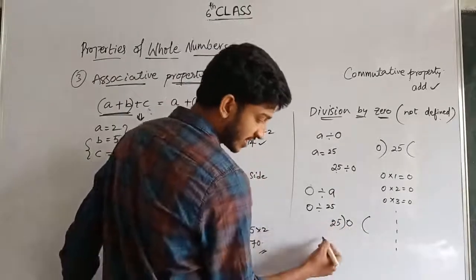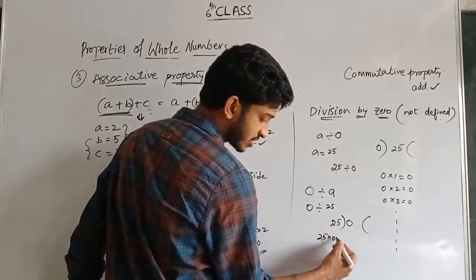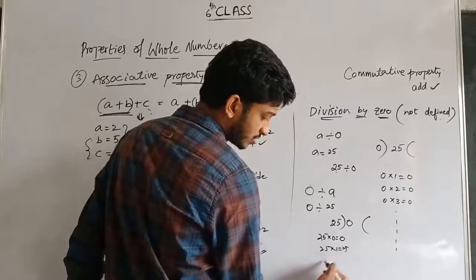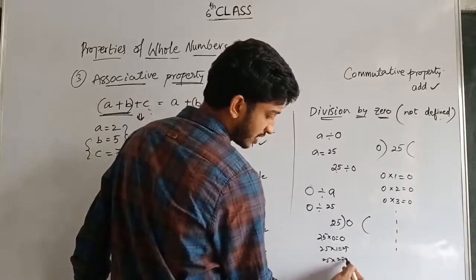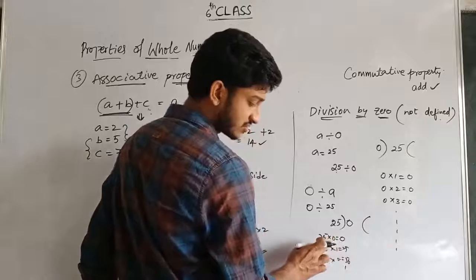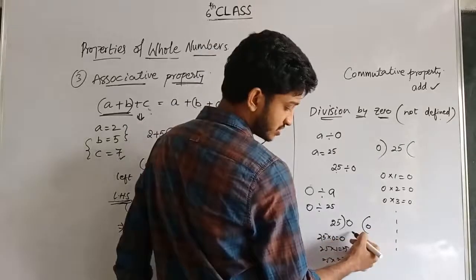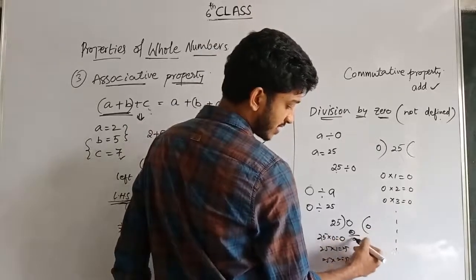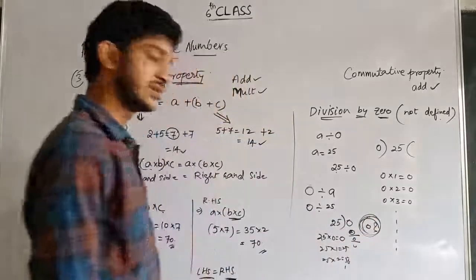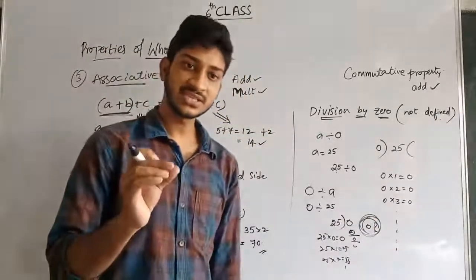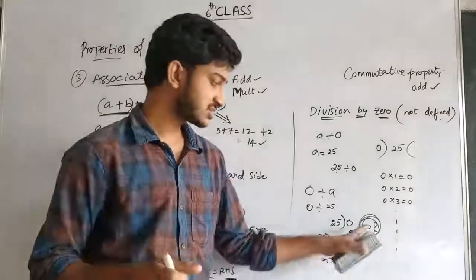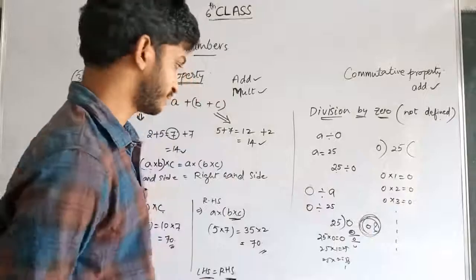So in the 25 table, 25 into 0 equal to 0, 25 into 1 equal to 25, 25 into 2 equal to 50. Like this, if you take it, we get 0 as the answer in the 25 table, 25 into 0. So what is the quotient here? 0. Means if you divide 0 by any number, we get the answer as 0. Okay.